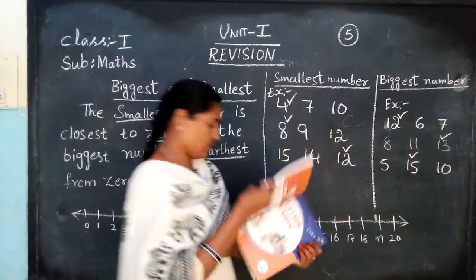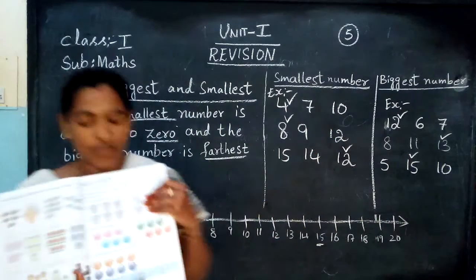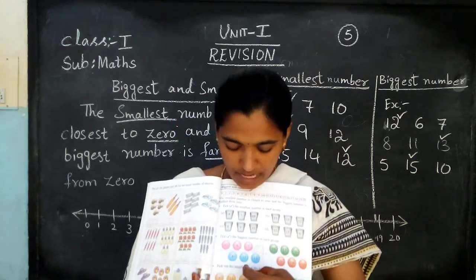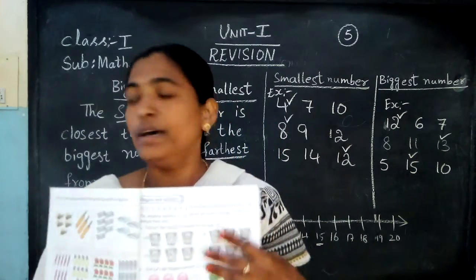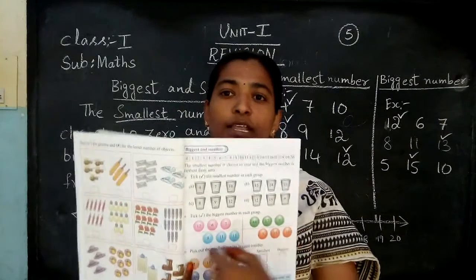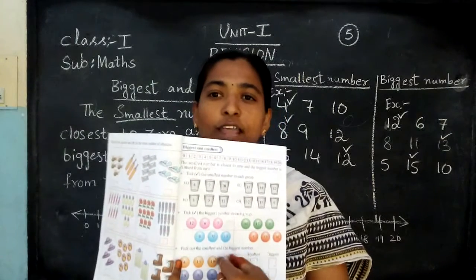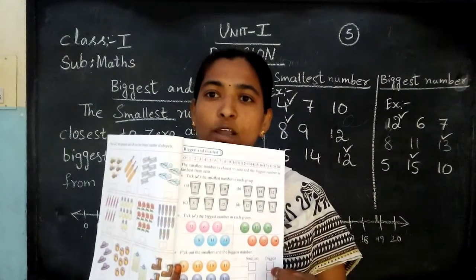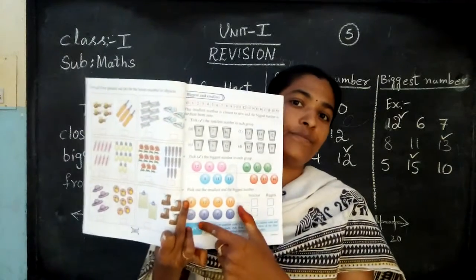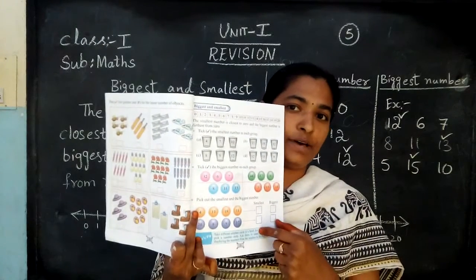In your textbook, page number 21 is there, no? Pick the smallest and the biggest number. In these first circles, you have to write which is the big number and the small number. And again down also there is the same. You have to write the big number and the smaller number.